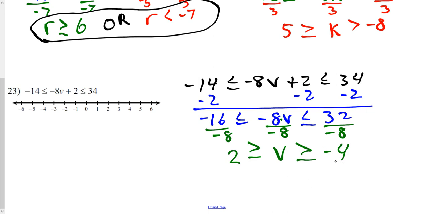And then we have greater than or equal to's here, so you're going to have a filled in circle at your negative 4, filled in at 2. Notice your v down below here in the green inequality is in between your two numbers, so you have to shade in between your two numbers.